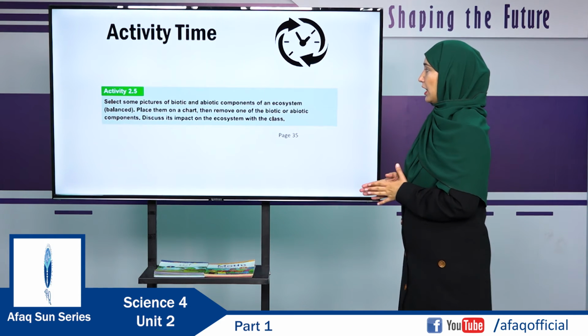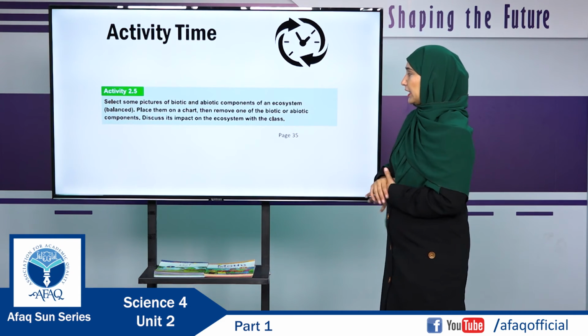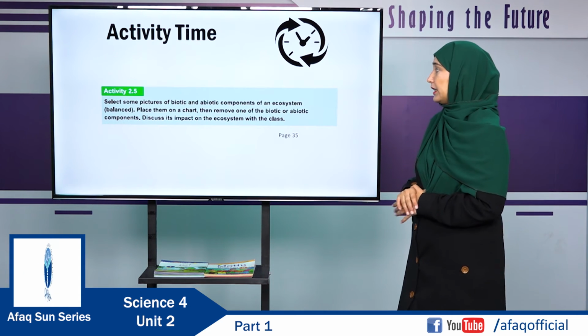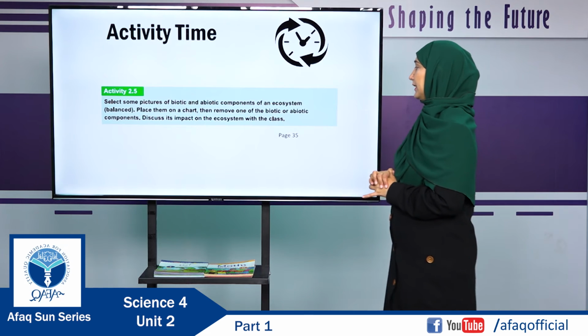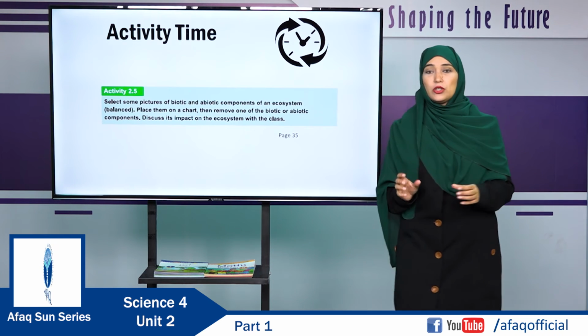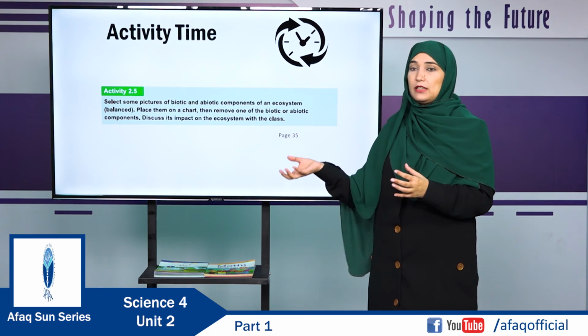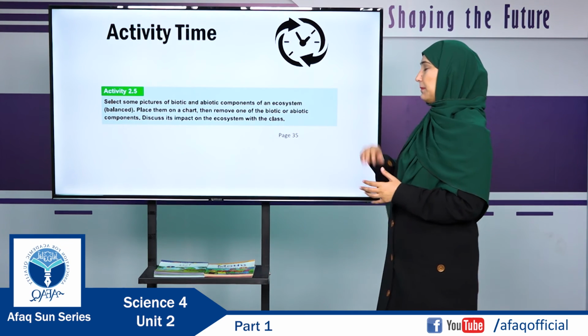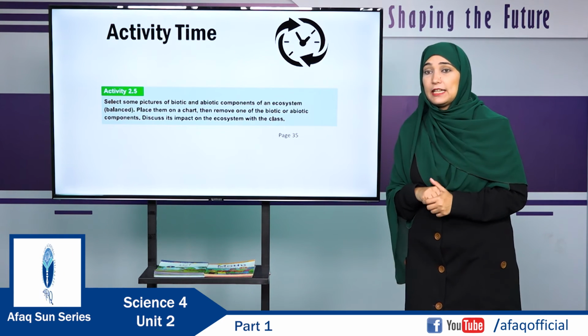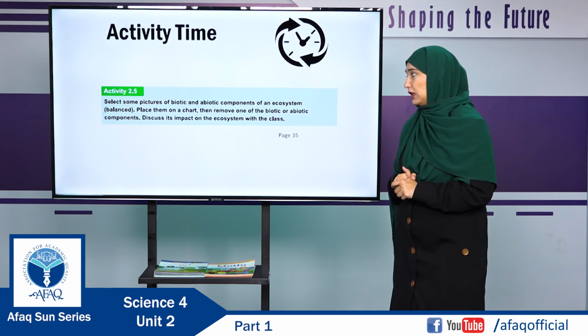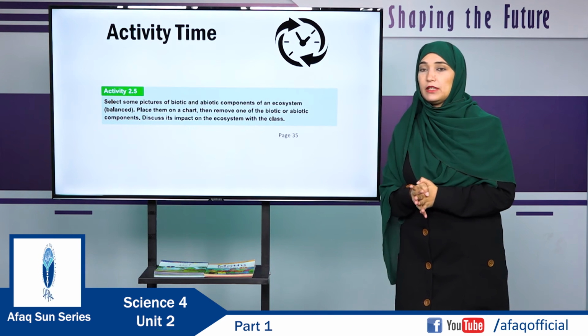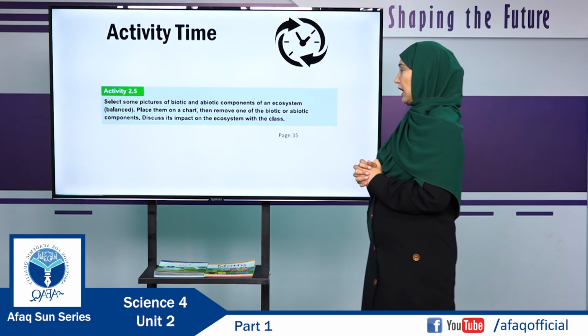Place them on a chart, then remove one of the biotic or abiotic components. Discuss its impact on the ecosystem with the class. Now you have to paste all the components on the chart. Now you have to remove one of those biotic or abiotic components and then describe what impact it will have on that ecosystem and discuss it with the class.